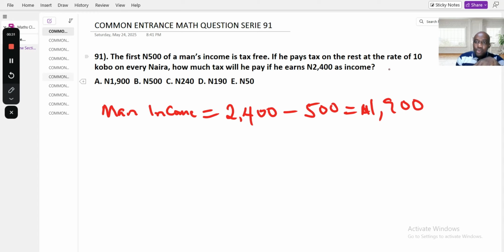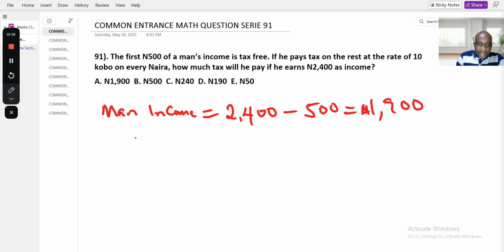And we were told that on every naira, they are going to tax him 10 kobo. It means that 1 naira, 10 kobo; 2 naira, 20 kobo; 3 naira, 30 kobo; 4 naira, 40 kobo. So 10 kobo on each 1 naira. Now we have 1,900 we want to tax. We are going to multiply this 1,900 by 10 kobo so that we know the amount of kobo we are going to charge out of this man's salary.